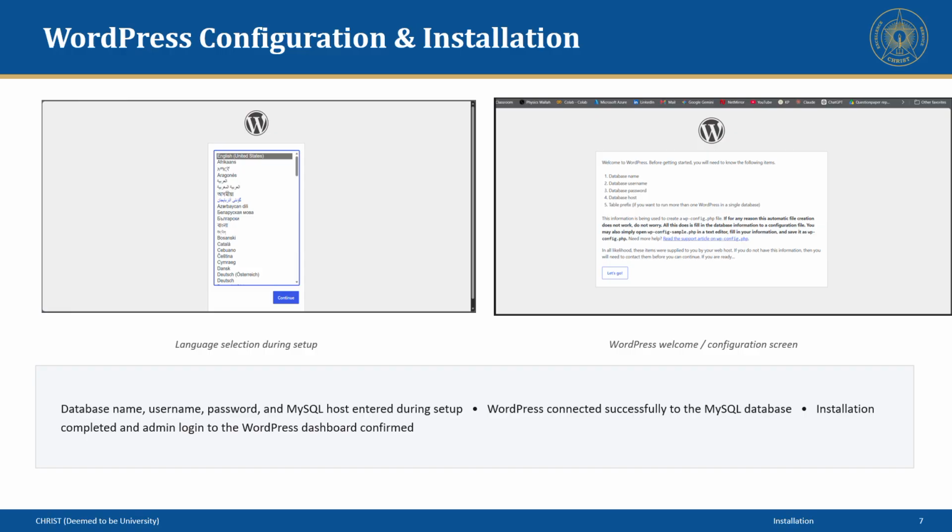Once the web server and the database were ready, I started the WordPress installation through the browser. First, I selected the language and proceeded to the WordPress configuration screen. WordPress then required the database communication details, including the database name, username, password, and database host. I entered the details of the Azure MySQL flexible server instead of using a local database. After submitting the configuration, WordPress successfully connected to the MySQL database, completed the installation, and allowed me to access the WordPress administration dashboard.